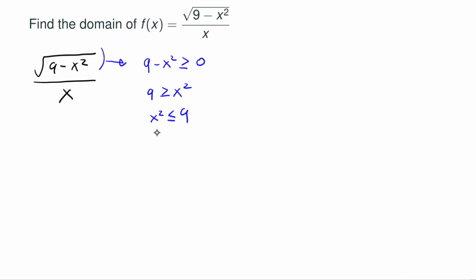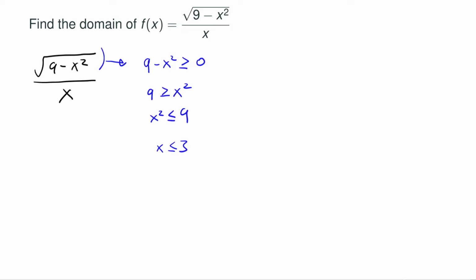Okay. So when is this true, right? When 3x is less than or equal to 3, this is true, right? When x is 3, we get 3 squared is 9. When x is 2, we get 2 squared is 9.